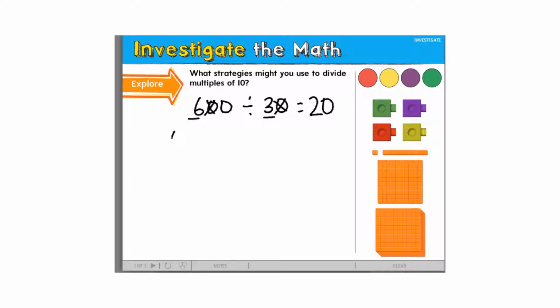So if I have 6,000 divided by 30, I'm still dividing 3 into 6, which is 2. And this 30 has 1 0. Can I cross all 3 of these zeros out? No. I can only cross out 1. And so my answer would be 200, because those zeros become part of my answer. Oh, that's cool.